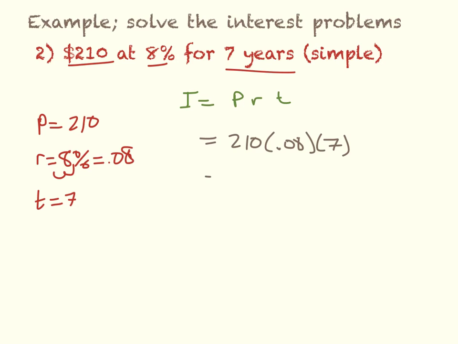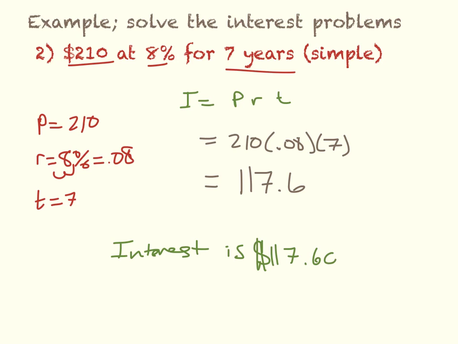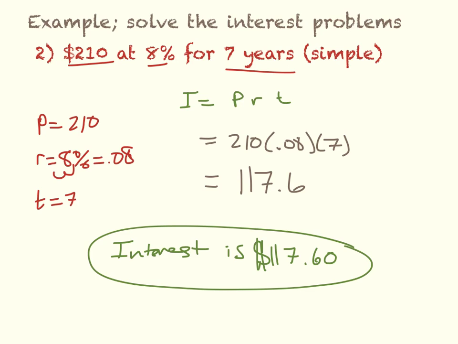And at this point, you can type it into the calculator, and we get an amount of 117.6. So that means that the interest on $210 at 8% for 7 years is going to be $117.60. So that would be your final answer.